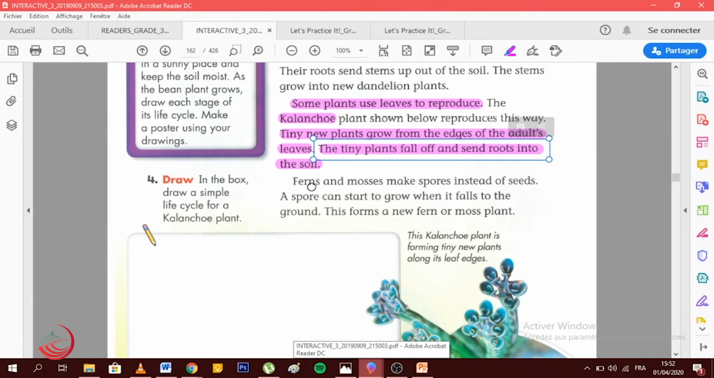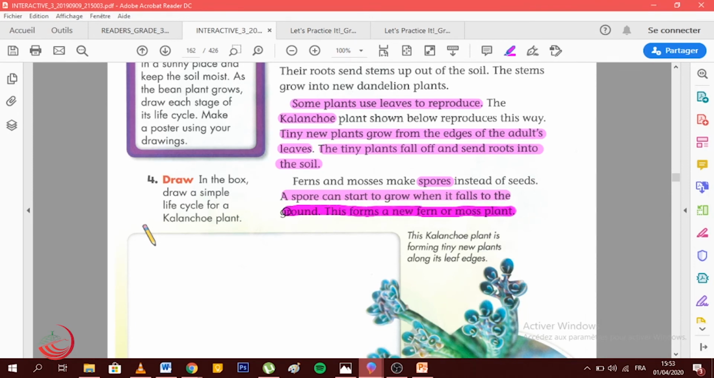Now let's talk about ferns and mosses. Ferns and mosses make spores instead of seeds. So ferns and mosses, as we have already seen, do not make seeds, but instead they make spores. So a spore can start to grow when it falls to the ground. This forms a new fern or moss plant. And again, the fern or moss will not reproduce from the seed, but rather from the spore.